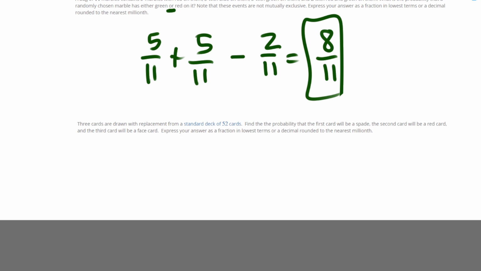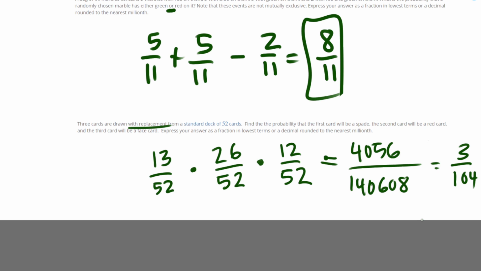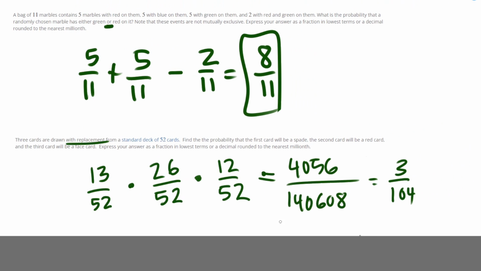And it's saying with replacement, so we don't need to worry about minusing anything. So the first card, the chance of it being a spade is 13 out of 52. And then the chance of the second card being a red card is going to be 26 out of 52. And the chance that the third card will be a face card is 12 out of 52. And when we do this, when I plugged that in, I got 3 over 104. When you're multiplying and stuff.